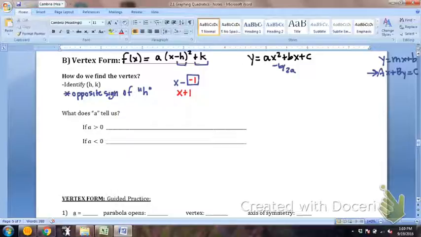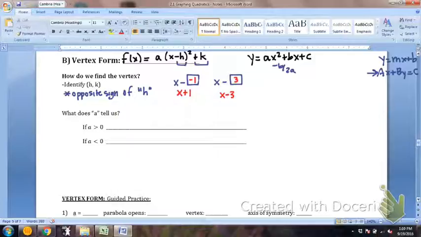Same thing if I were to say, take your x and subtract whatever your h is. Well, if my h value is 3, what does that look like? It looks like a negative 3, right? So whatever our h value is, we're actually going to do the opposite sign. So that's what you need to remember about the h value. The k value stays the same.